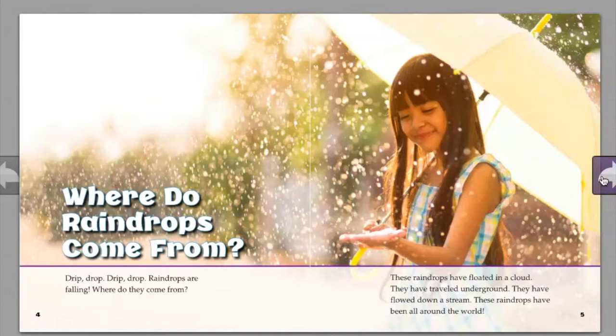These raindrops have floated in a cloud. They have traveled underground. They have flowed down a stream. These raindrops have been all around the world. When you were thinking about raindrops, did you think they'd been all around the world? That sounds so interesting. Let's find out how that's possible.